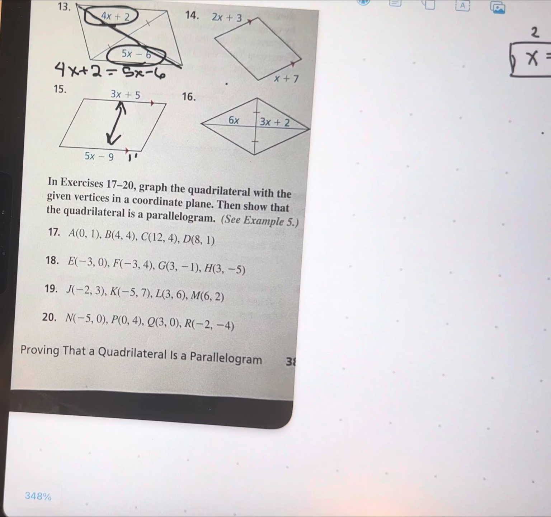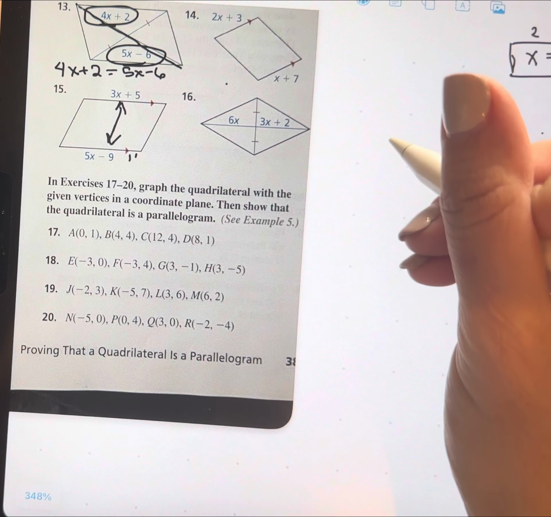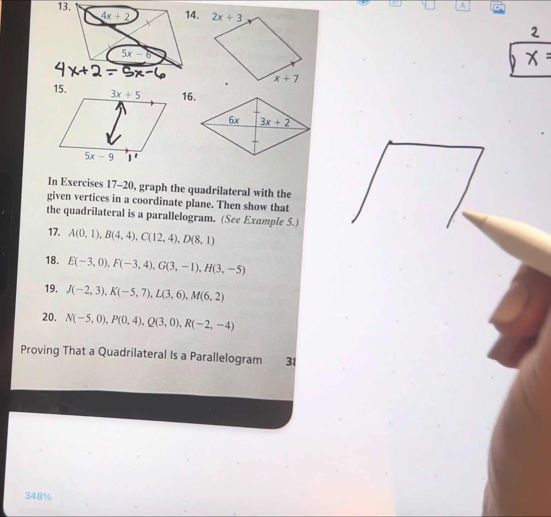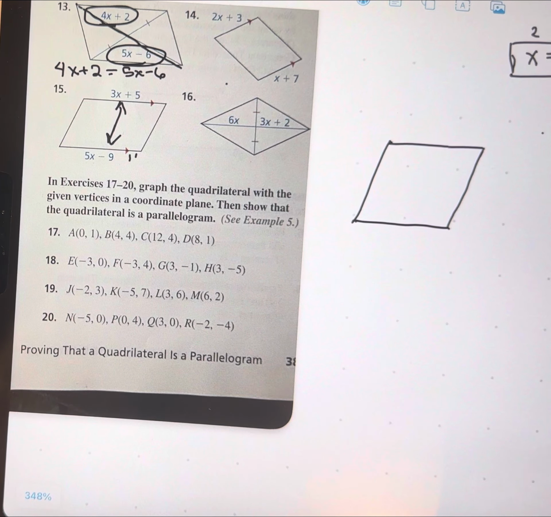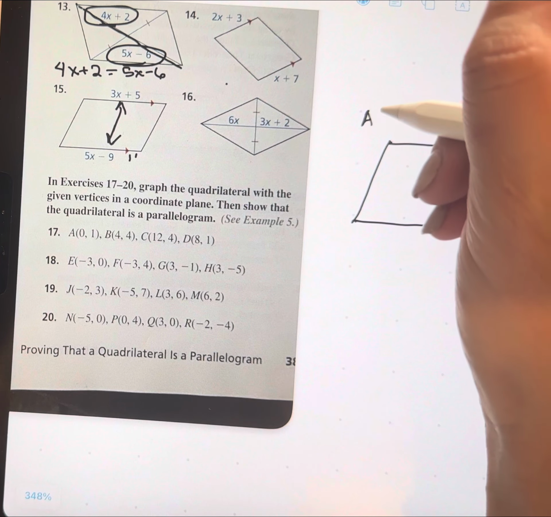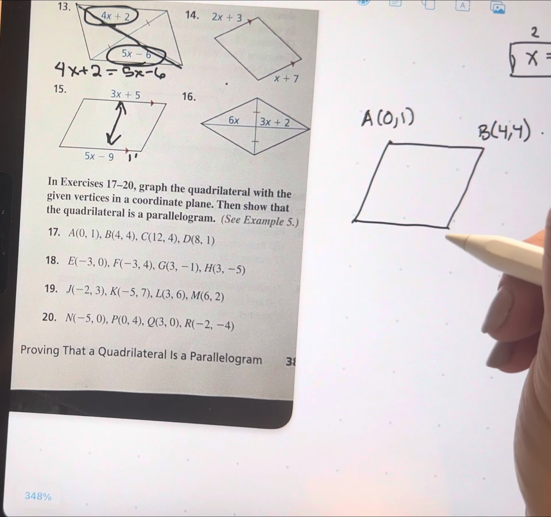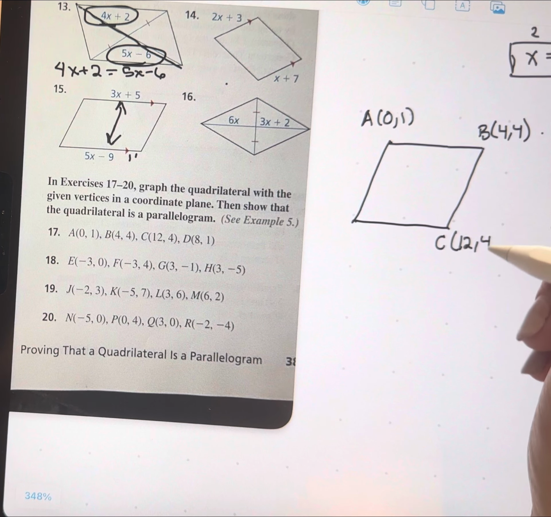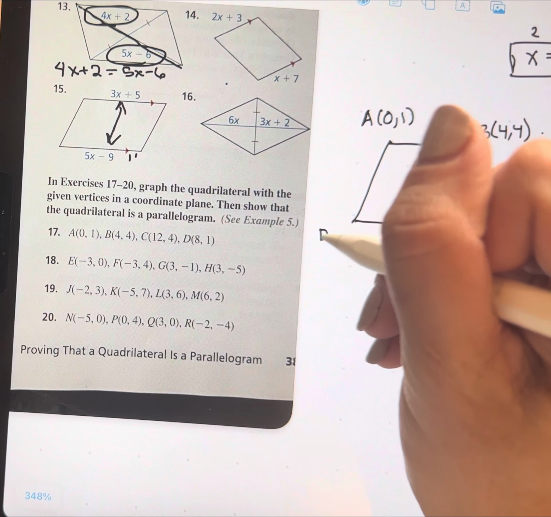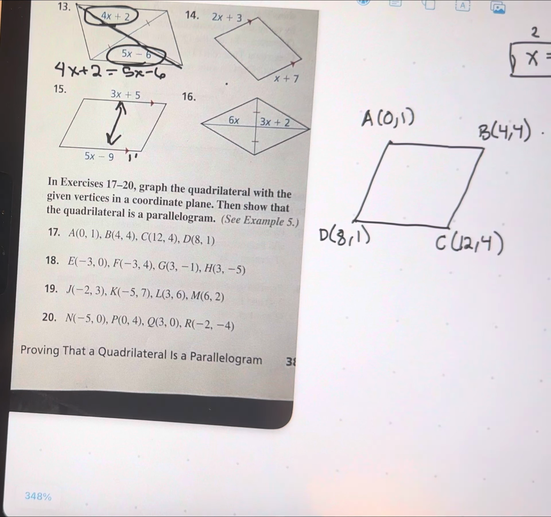So what I'm going to do is I'm just going to draw a parallelogram. It's A (0, 1), B (4, 4), C (12, 4), and D (8, 1). Now, if you want to draw this accurately on a coordinate plane and plot everything, no problem whatsoever. You can absolutely do that.